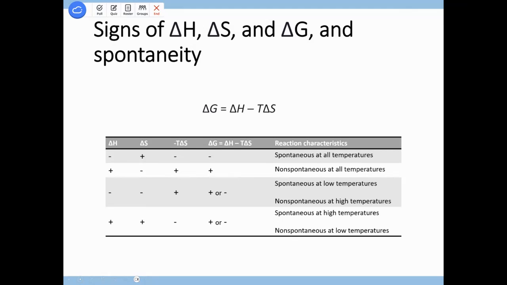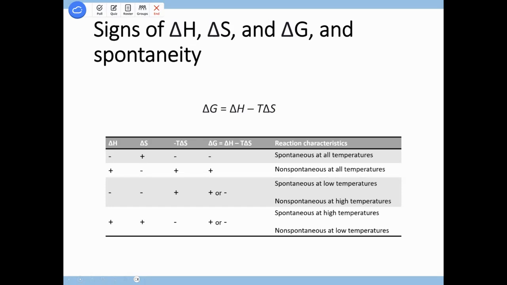Now if you have the opposite sign, so you have a positive delta H and a negative delta S, then when you subtract T times delta S, subtracting a negative number, you're actually adding it. Adding that to the positive, delta G will always be positive. This is a process that requires energy to occur and decreases in entropy. So this is unfavorable given that favorable systems increase entropy and release energy. So that will be non-spontaneous at any temperature.